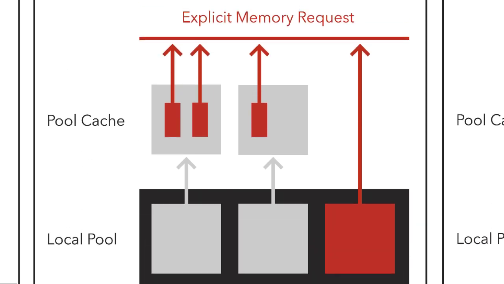In the pool cache, gray represents the free memory available to the process. Red represents memory explicitly allocated by the process.